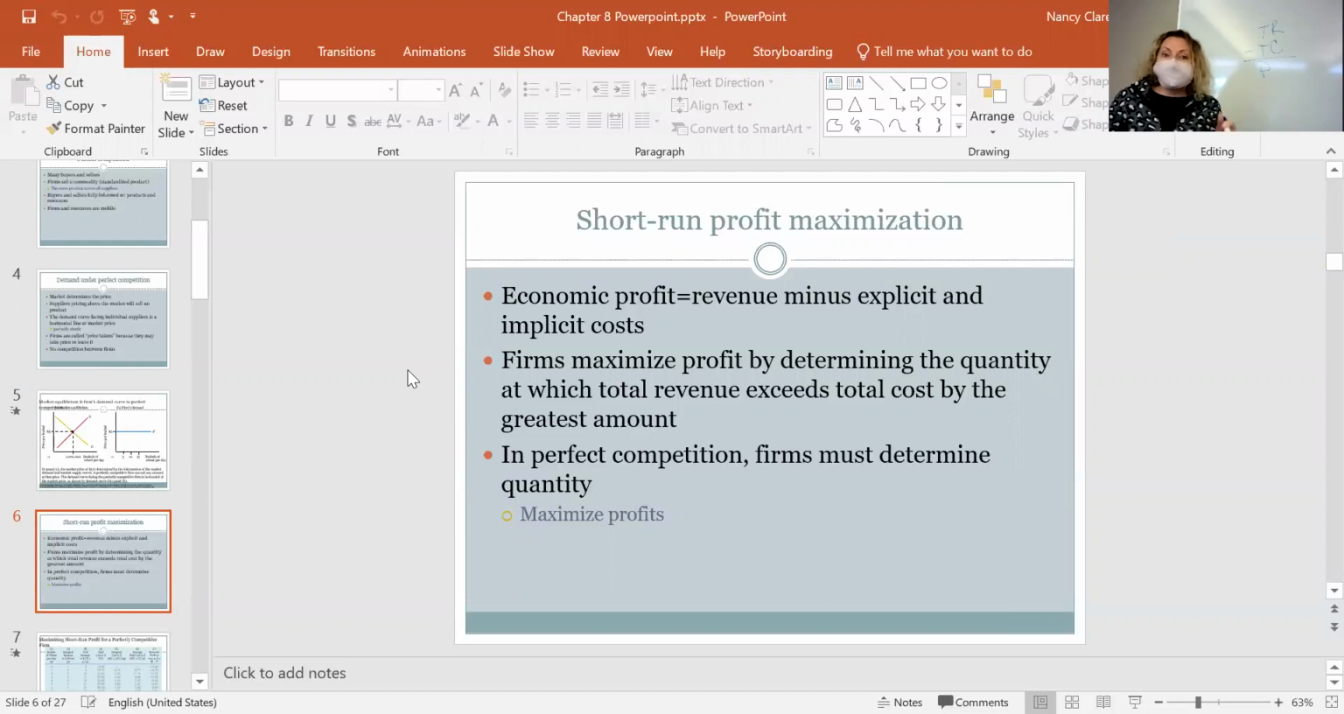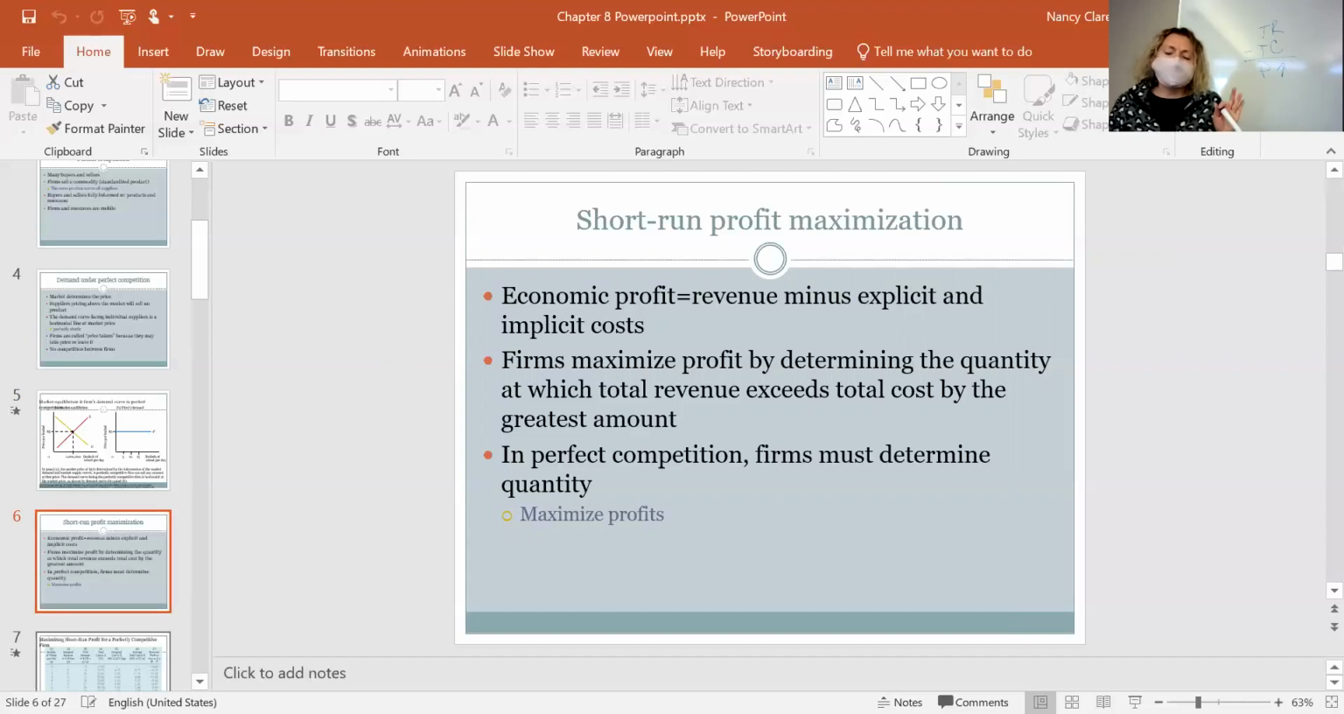In a perfectly competitive market structure, firms do not get to pick the price they're going to sell their good at. They have to accept it. They are price takers. The only thing a firm in a perfectly competitive market structure gets to decide is what quantity they're going to produce and sell at that price. Obviously, they're going to try and find the quantity that maximizes profit, that gets this number as high as possible. And that's the process we're going to begin to talk through now.